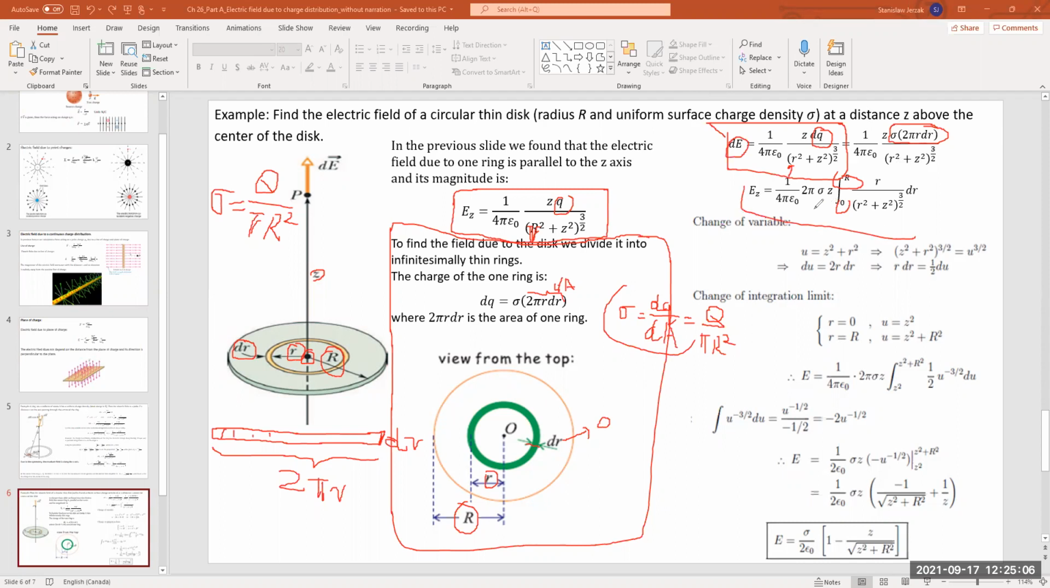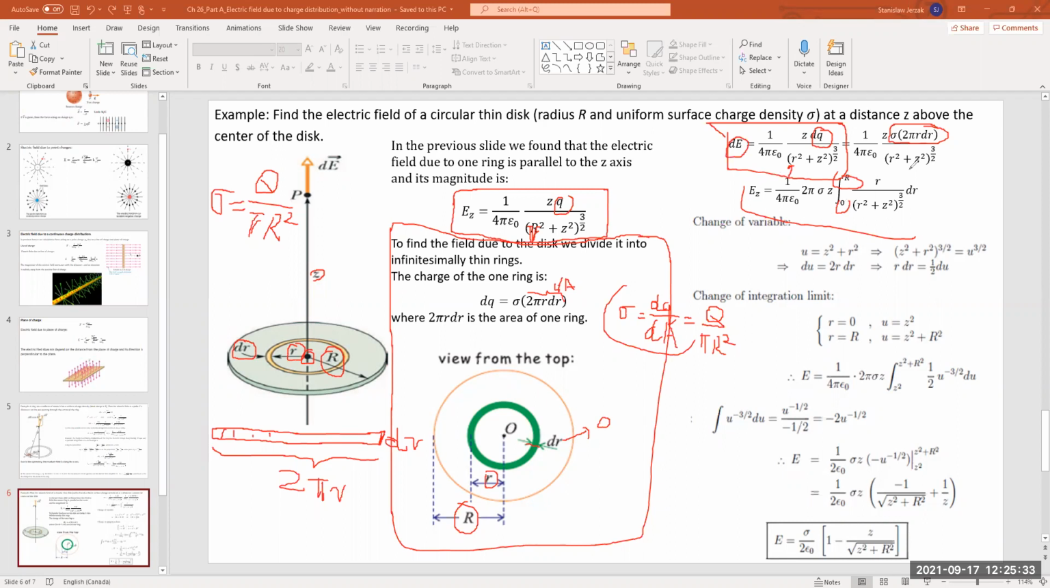I took all constants in front of the integral, right? 1 over 4 pi epsilon 0, 2 pi sigma z, these are constants. And I integrate this expression, which contains variable r dr divided by r squared plus z squared to the 3/2. And the limits of integration will be from 0 to capital R, because that lowercase r, radius of the ring, can change from 0 to capital R.